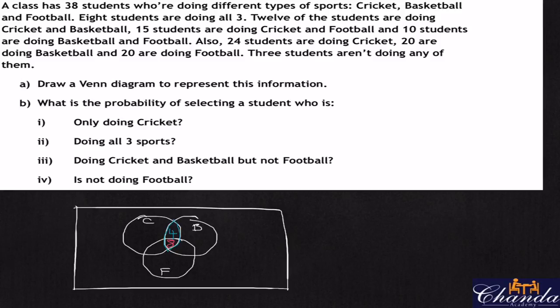Okay, now the next part says 15 students are doing cricket and football. So now we are looking at this particular portion there, let me use a red here. Once again, we already have an 8 in there, but there are 15 students doing cricket and football. So this part has to have a 7 in there, because 8 plus 7 will give us that total of 15.